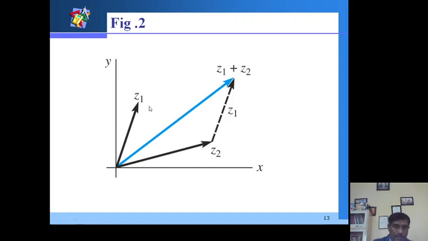Here you can see this diagram. This is the position vector mod z1, this is mod z2, then this is the same as this, so we can make it z1 plus z2. We can easily observe the triangle inequality in pictorial form.